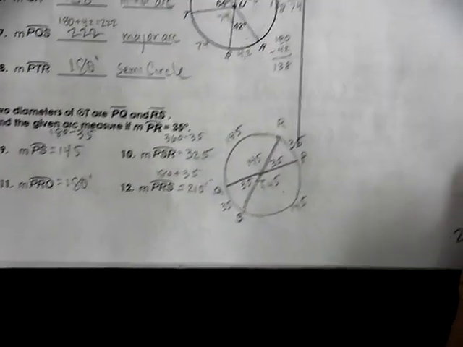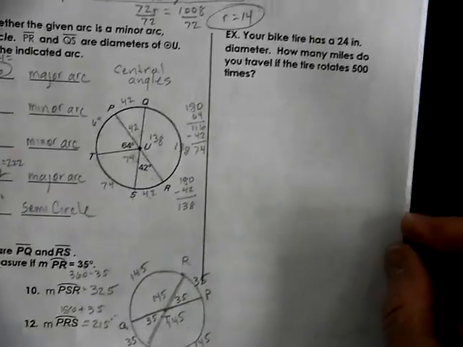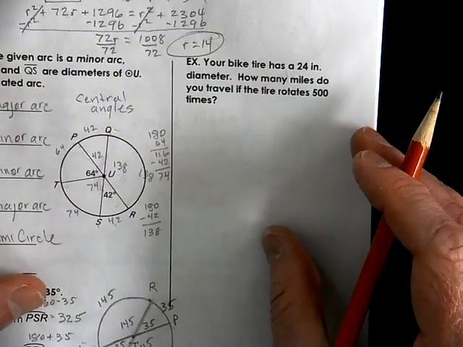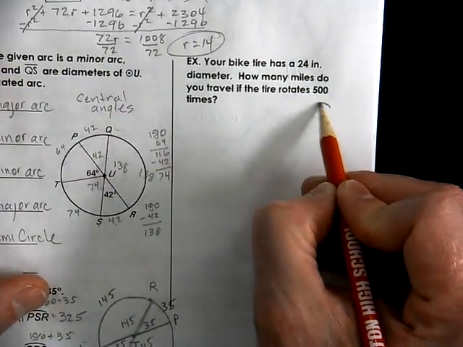And I believe this question's on your test. Your bike has a tire that's 24 inches in diameter.